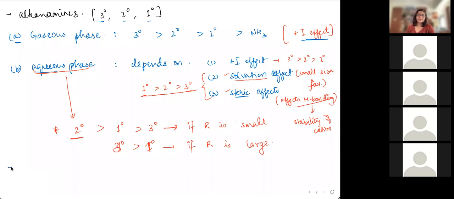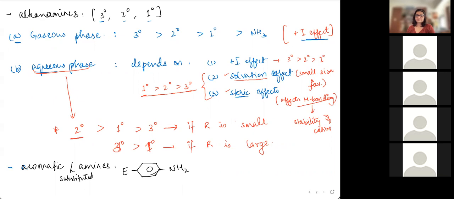Aromatic amines. We've studied aromatics enough that you should be able to predict this. So you have aniline, and let's say it is substituted. So aromatic substituted amines. How is that going to affect the basicity? Let's say it is substituted by a random group E.